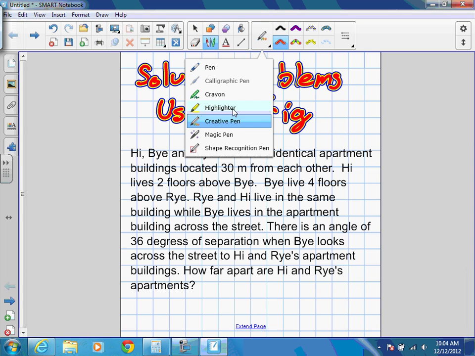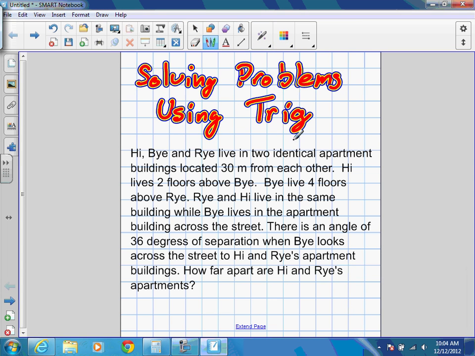All right, we're going to go over solving problems using trig. This is a very long problem here. We're going to read through it once, and then we're going to highlight important information the second time we read through it.